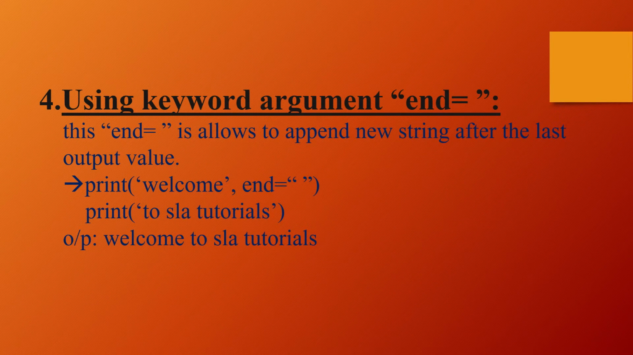Next, using keyword argument end keyword. This end keyword is allowed to append new string after the last output value. For example, first we'll write print function print of welcome comma end. Next, I will write another print function print of in single quotes to SLA tutorials. If we do not use end keyword in first print function, we'll get the output as welcome in one line, in another line to SLA tutorials. But here we use end keyword. That's why we'll get the output as welcome to SLA tutorials.